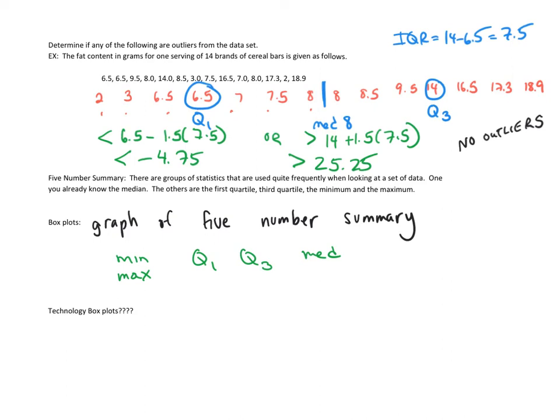So if I look at a box plot, the first thing I'm going to do is make a line, an axis. So I'm just going to make an axis here. And then I'm going to scale it. So since I'm going to do the one from above where I'm talking about the fat content, the minimum was 2 and the maximum was 18.9. So maybe I just go by 2s.